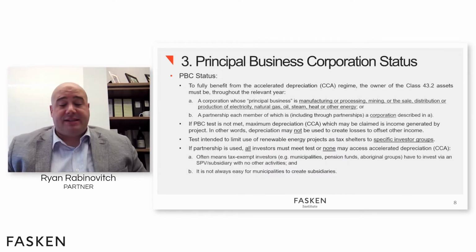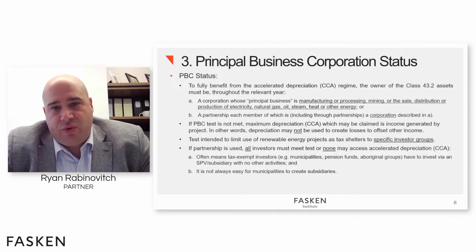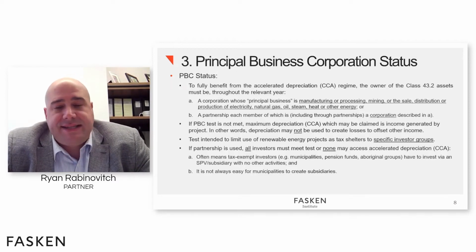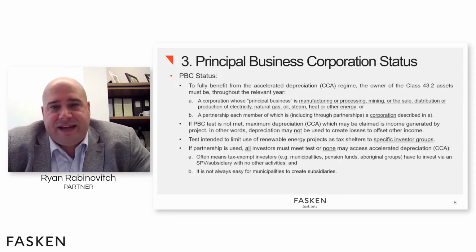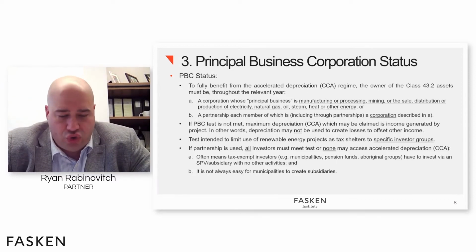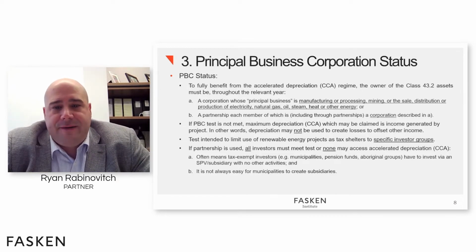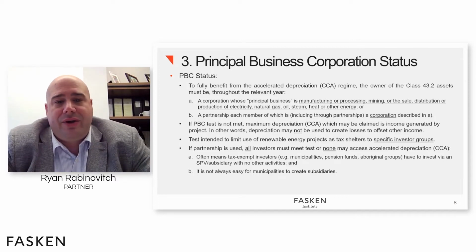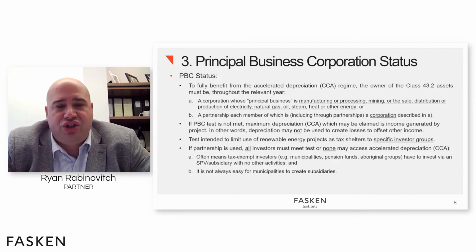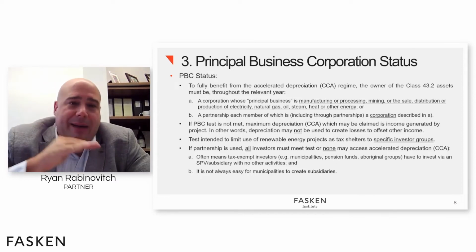So turn to the next slide. The next concept that often arises in the renewable energy context is what we call PBC status, principal business corporation status. And that's a concept that's been inserted in the Income Tax Act to limit a little bit the ability to generate these large loss pools that we just described. Basically, the rule is that if you're not what we call a PBC, you can only claim depreciation up to the income generated by the project. So in the example we just looked at, where there was $30 million of revenues created per year, you would only be able to take 30 million of depreciation, even though in the current environment you should be entitled to take 300 million. You'd be capped at just the income.